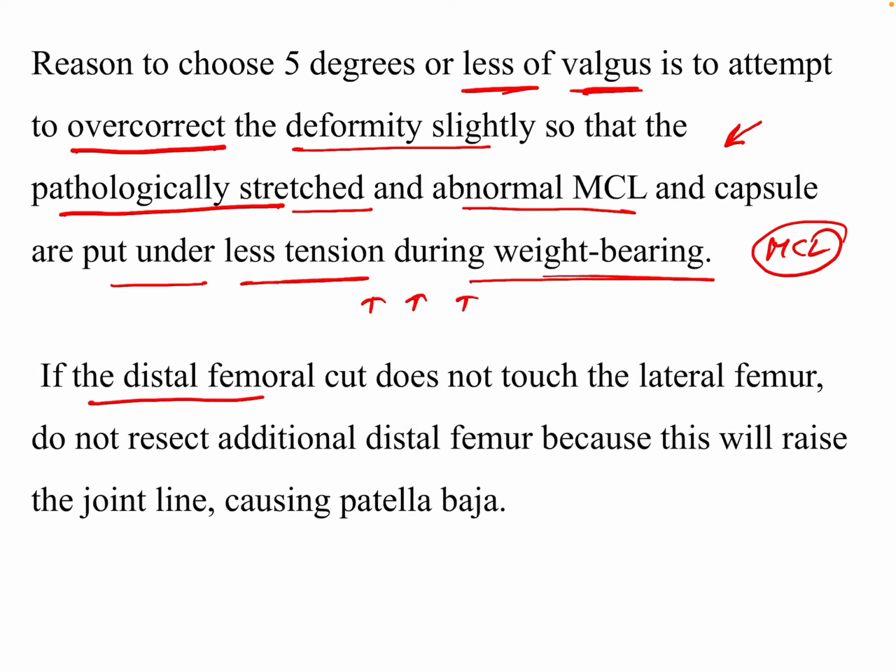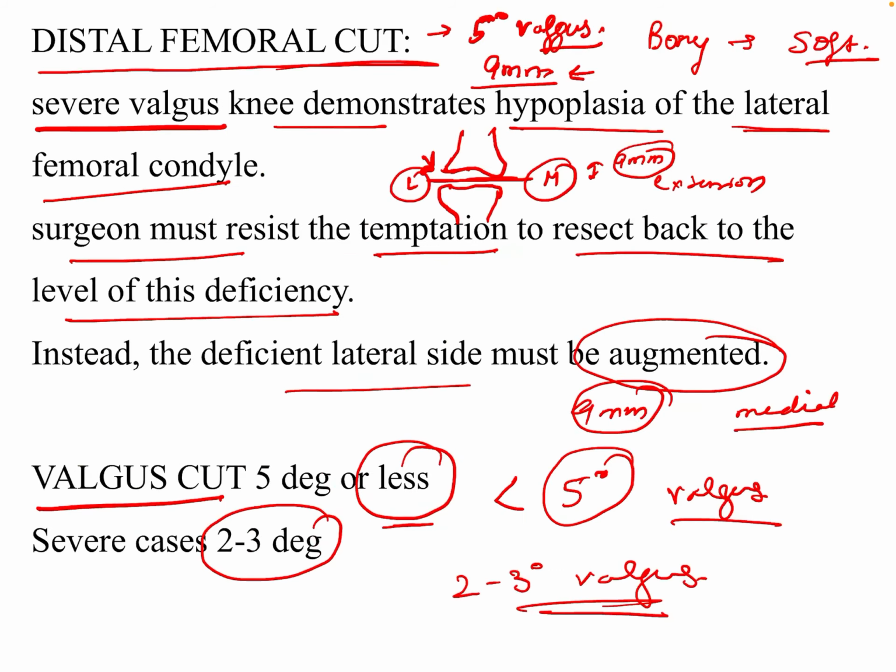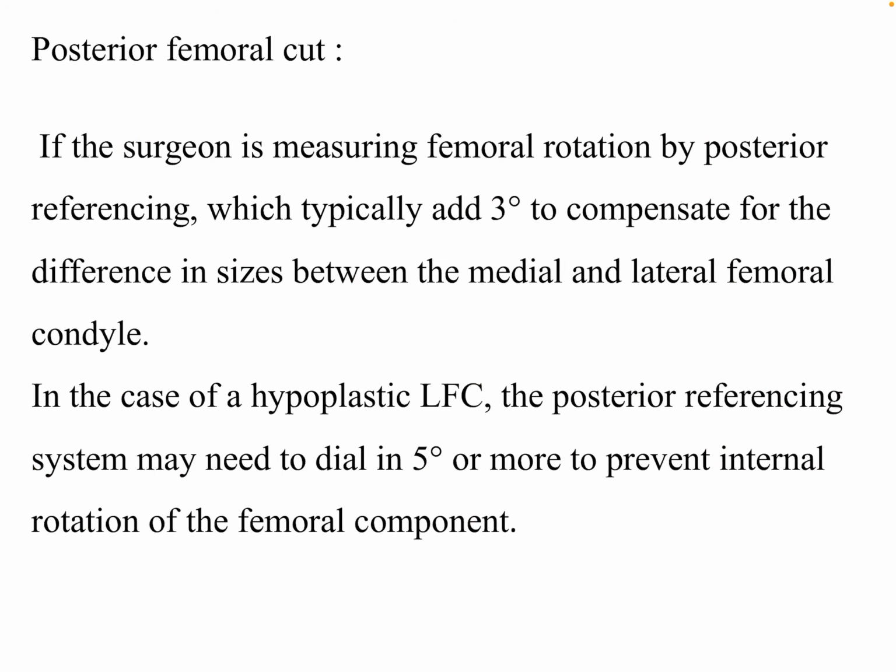And also, if the distal femoral cut doesn't touch the lateral femur, as we have discussed, we need not resect additional femur, because this will raise the joint line and create a patella baja condition. So for the distal femur cut, we will take less than 5 degrees of valgus, and we will take 9 mm from the medial femoral condyle, which is the unaffected side.